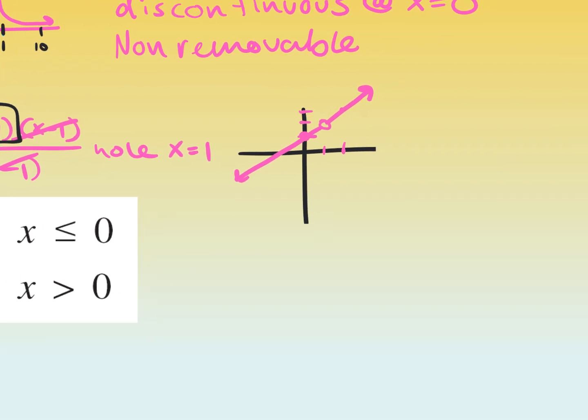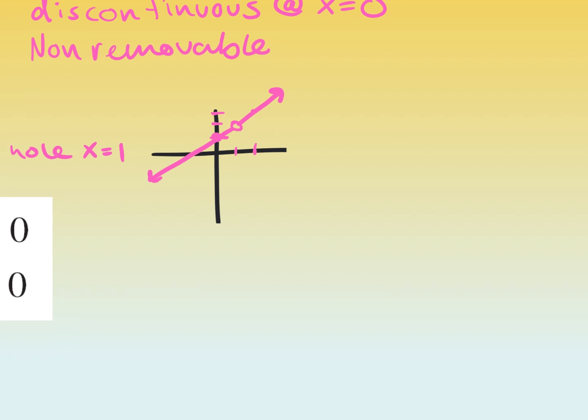Is this continuous? No. It would be discontinuous at what point? At x equals 1. We're talking about the x value. So at x equals 1, it is discontinuous. Would it be removable or non-removable here? Removable. We could fill that hole with just 1 point, so it would be removable.